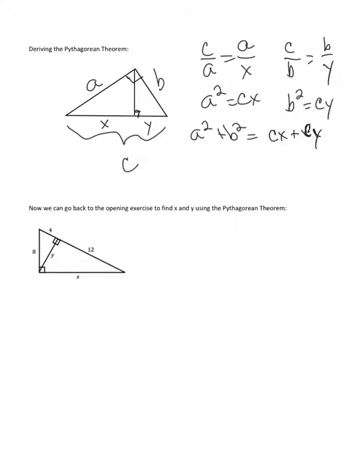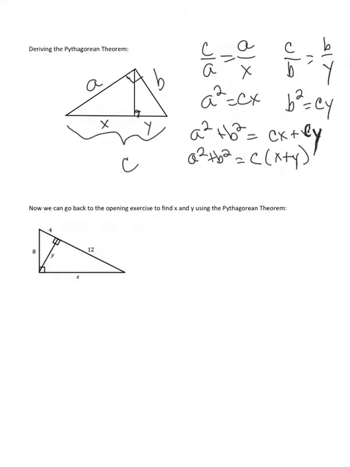That's supposed to be a y. Again, my pen isn't so great. Then what I can do is factor this c out as a GCF. So I'm going to do that. I have a squared plus b squared is equal to c times the quantity x plus y.